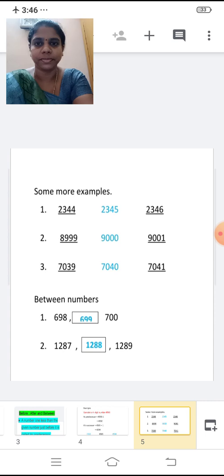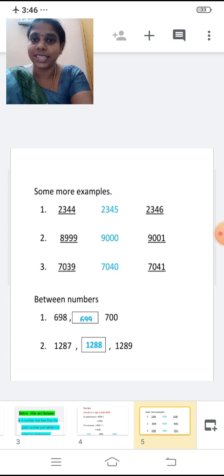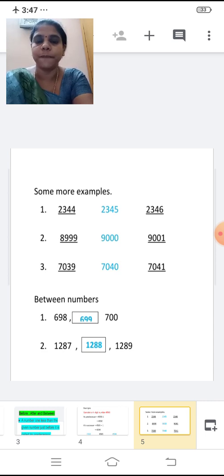Now tell me, children, what is the successor of the number 7040? You have to add 1 to the number, right? So 7040 plus 1. What is the answer? Yes, successor is 7041. So are you all clear with the predecessor and successor? Predecessor is 1 less than the given number and successor is 1 more than the given number.